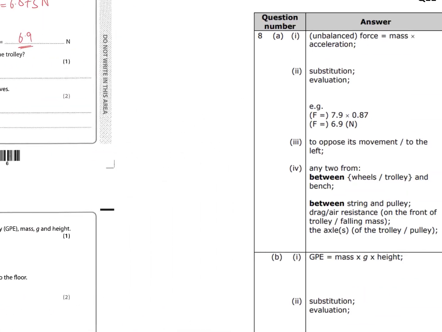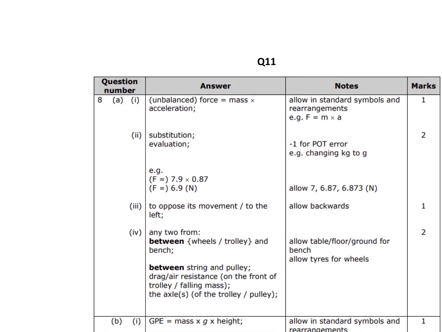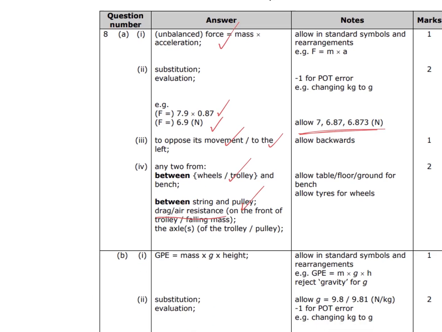Let's see how many of those we got right. So we were right in saying F equals ma. Substitution and evaluation gave us, so we used the right values, and 6.9. They did say you could use more or fewer decimal places, but significant figures, try and make that right. The next one is opposes motion, or to the left, correct, there's only one mark, but any of those. Wheels, trolley, and the bench, the string and the pulley, great. You could also have done air resistance and drag, but I think we covered enough there.